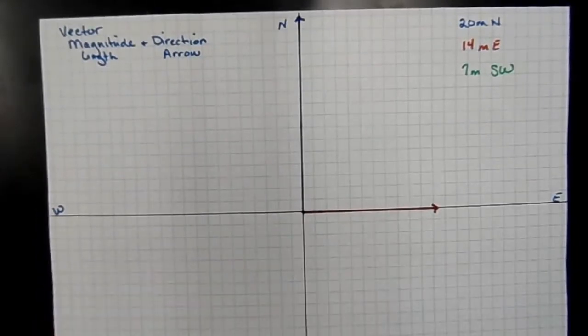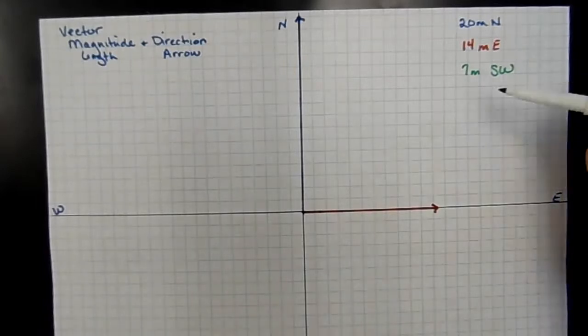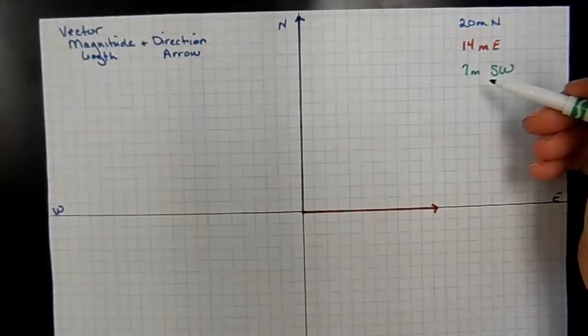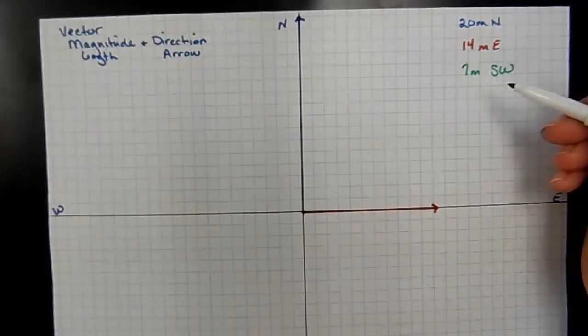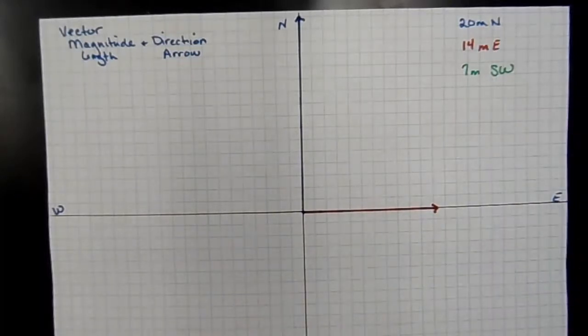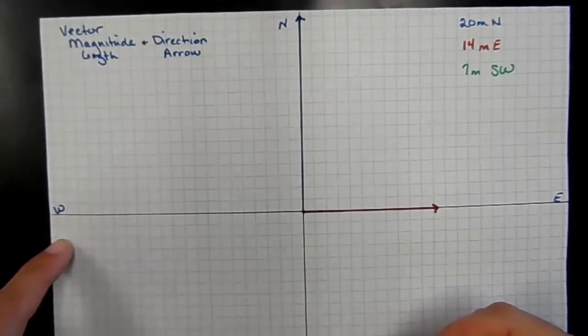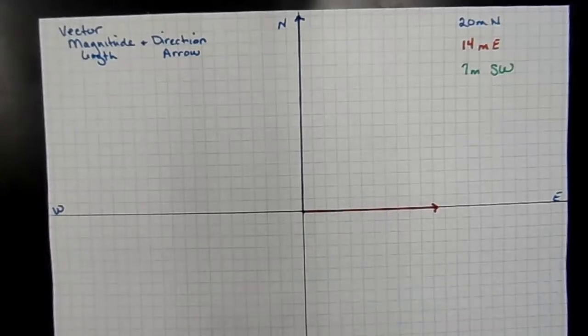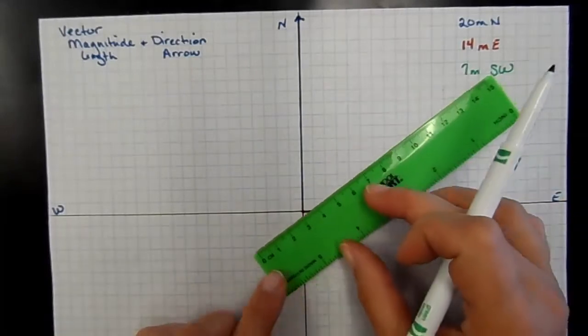Our scale is still 2 meters for every centimeter. So 3.5 centimeters is going to represent 7 meters on our scale. And we are going to line that up halfway in between the south coordinate and the west coordinate, and we're going to draw our vector. So when we say southwest, we just mean exactly halfway in between south and west coordinates.